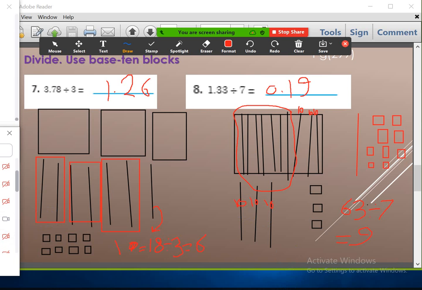Okay, girls, so we will stop here because the period is finished. So we will not solve number 9, 10, and 11. You can take it as homework and solve it, draw the model and divide it. Okay.